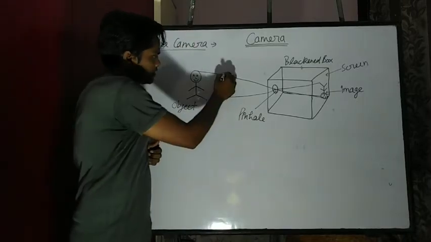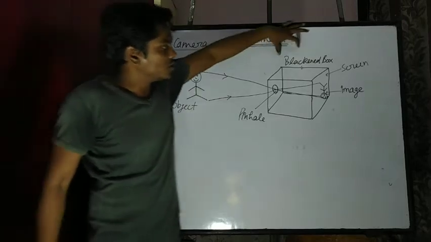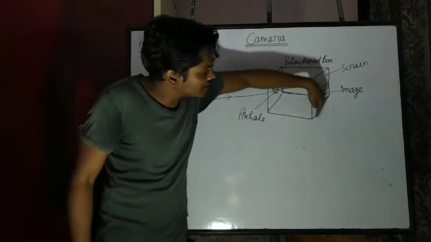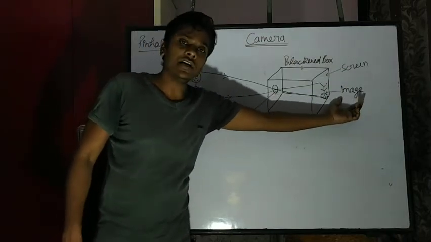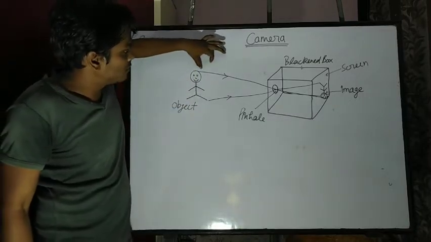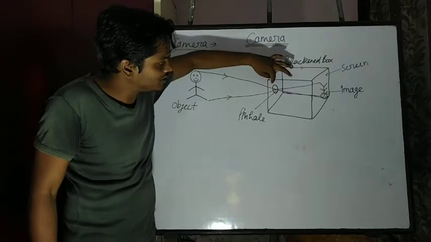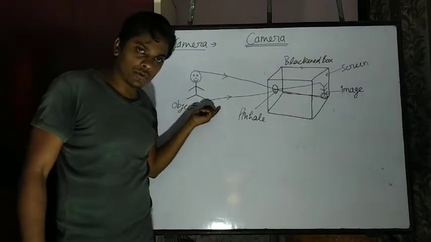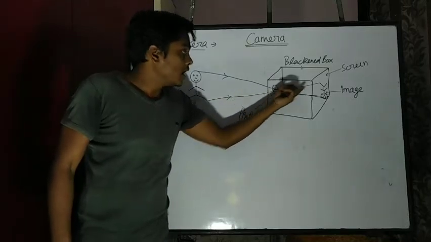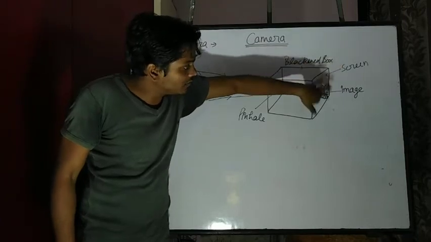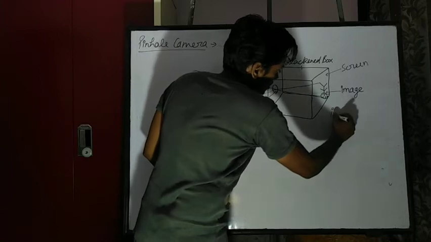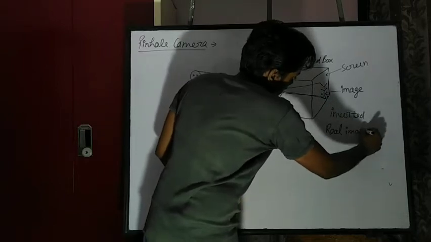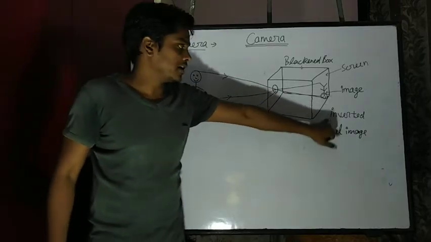So what will happen in this one? See, this one is a blackened box, which means a totally black box. Here is one hole, which is known as the pinhole, and this is a screen. This surface will work as a screen, which is used for the formation of the image. One ray starts from the top of the object, hits this pinhole and comes on this screen. In the same way, from the bottom, one ray hits the pinhole and falls on this screen. Then we will get an image which is inverted, which is also known as a real image. Inverted image and real image.